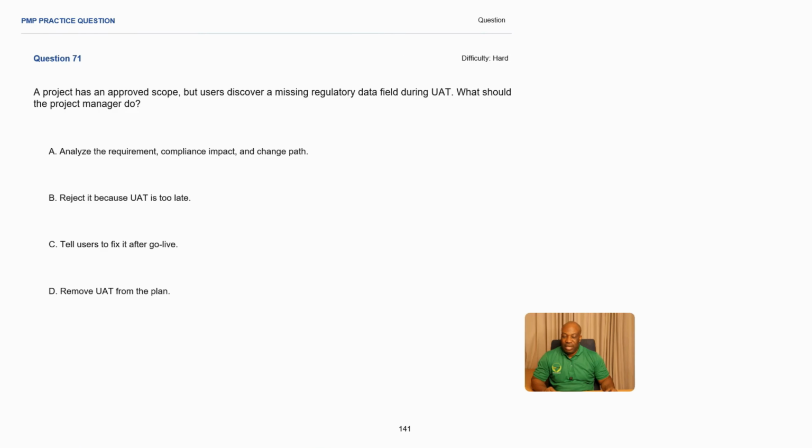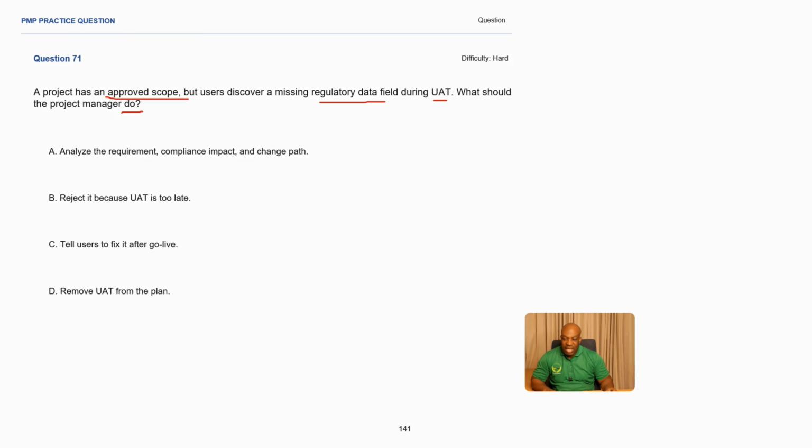This is question number 71. A project has an approved scope, but users discover a missing regulatory data field during UAT. What should the project manager do? Okay. So what is our problem statement here? The project has approved scope. So scope has been approved. But users are discovering missing regulatory data fields during UAT. So something regulatory is mandatory, okay?